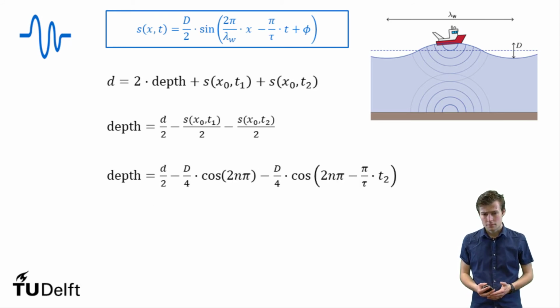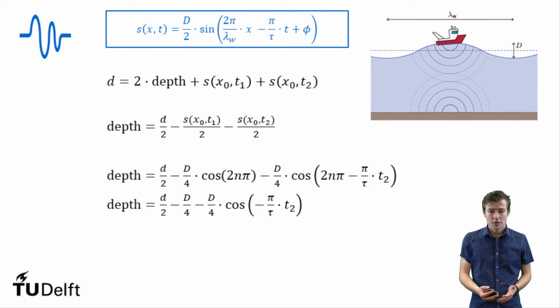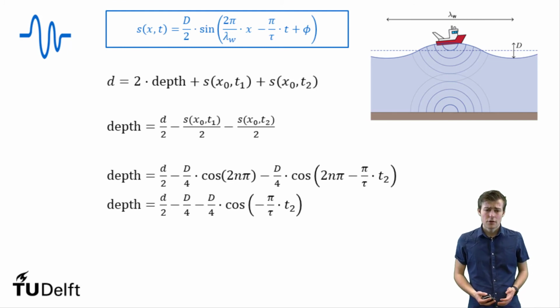lambdas. For the first cosine, this is 2n times pi, where n is just any integer. This is always 1. And for the second cosine, we have 2 times n times pi minus pi over tau times t2. And if you add 2 pi to a cosine, it doesn't change. So our expression becomes the following. It's small d over 2 minus capital D over 4 minus capital D over 4 times the cosine of minus pi over tau times t2.